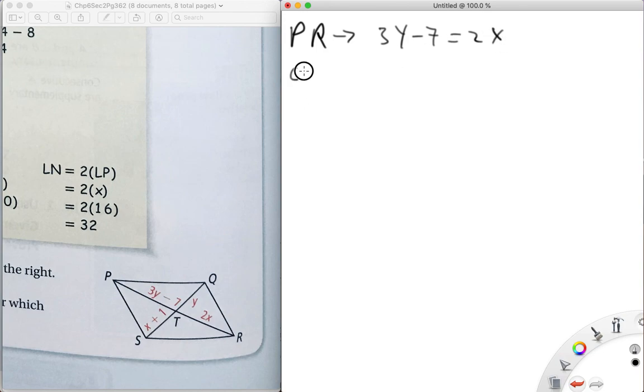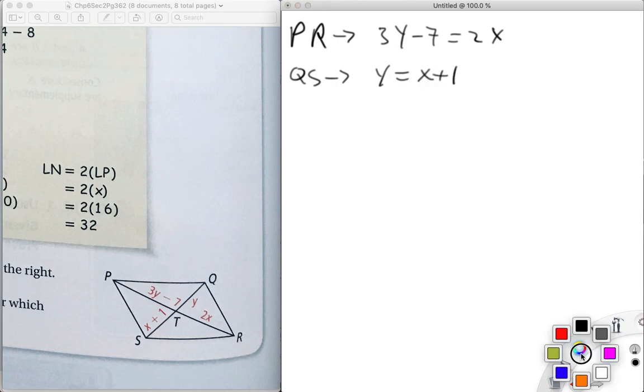For QS, I can say that y equals x plus 1. So what I'm going to do is, anywhere I see a y, I'm going to substitute with x plus 1. That is the plan.